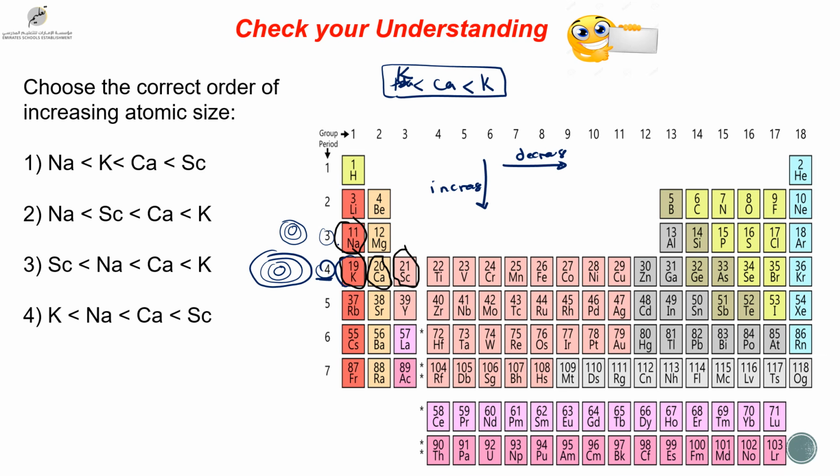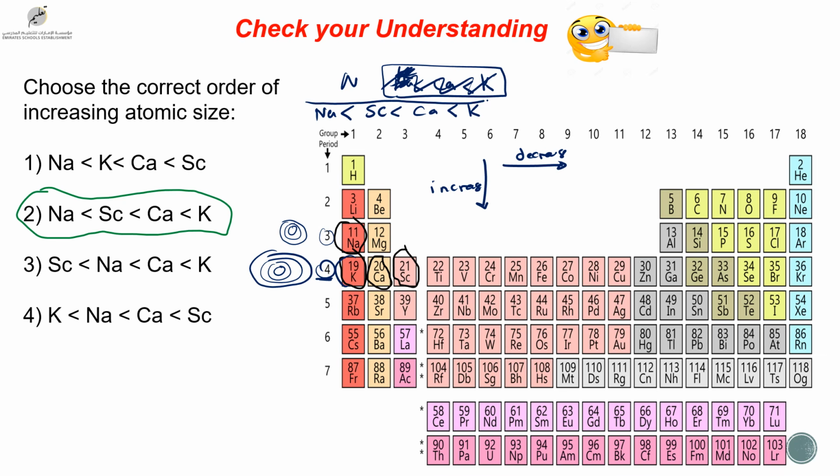So that makes us choose answer number 2, where Na, okay, I made a mistake here. K is bigger than Ca, bigger than scandium, guys. I don't know why I put K or Na there. And then now we can put Na here. So this is the order, guys. Okay, K is bigger than Ca, bigger than scandium, and Na is smaller than all of them because it's up and has only 3 energy levels. All right.